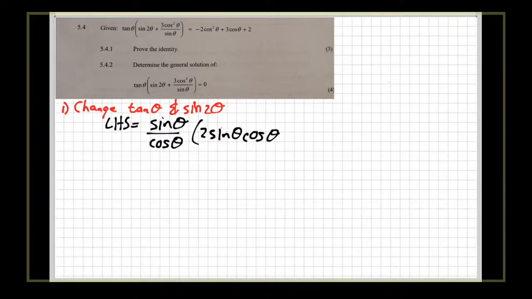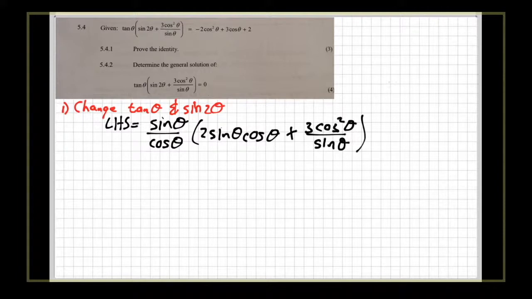Again, I would only change these. If there was a cos 2 theta, I leave it alone. I don't change it because I don't always know what I want to change it to. It has 3 options. But let's quickly go back to the sum. And then I'm left with plus 3 cos squared theta over sine of theta.